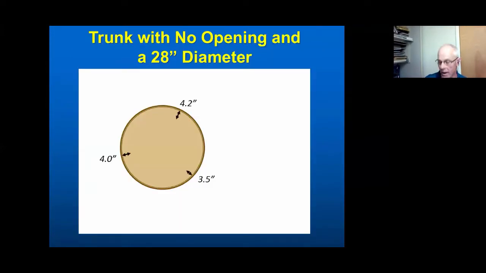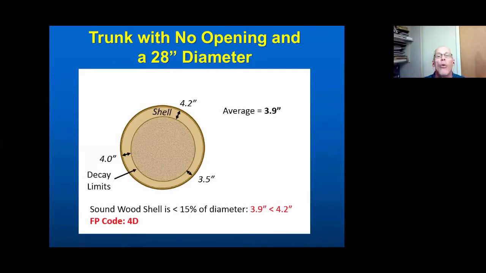In a case where you have no opening, we're going to be saying that the sound wood shell, so this distance from here to here, needs to be at least 15% in order for that tree to be structurally sound. If you're thinking about the entire diameter of the tree, it would be that 15% plus this 15% still need to be in sound wood for that tree to be structurally sound. So in this case, it's lower than that threshold. We're approaching it on a shell basis rather than thinking about the overall tree diameter. And I think that might be what causes some of the confusion here.